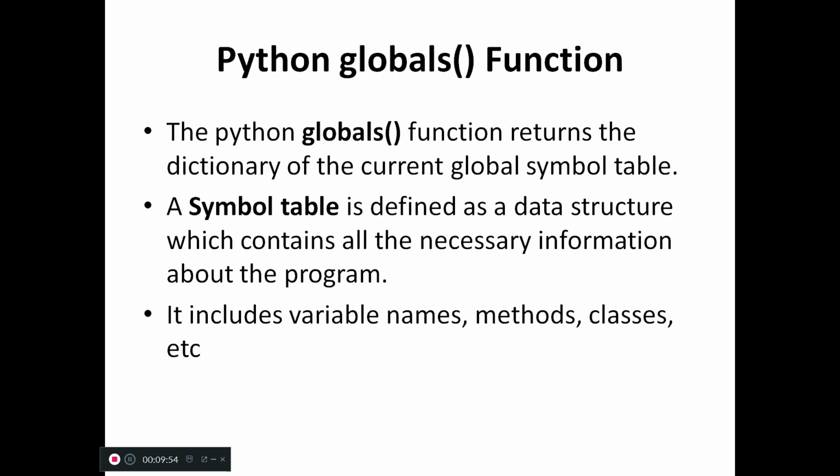Next function is globals. The Python globals function returns the dictionary of the current global symbol table. A symbol table is defined as a data structure which contains all the necessary information about the program, and it includes variable names, methods, classes, etc. So let's try the globals function and see how it's going to work.